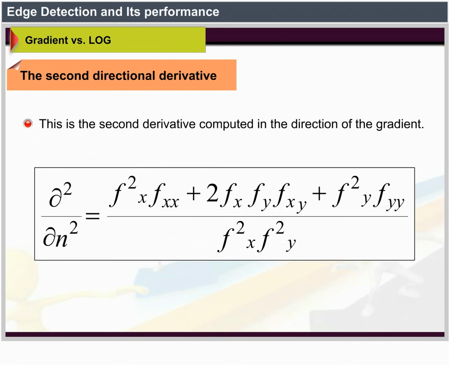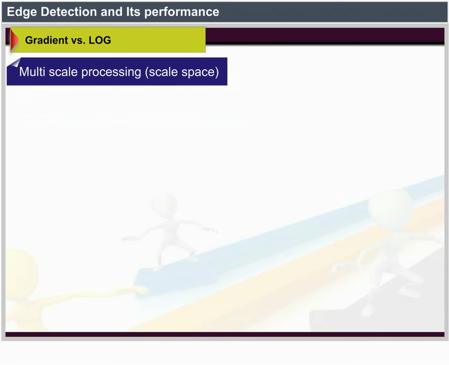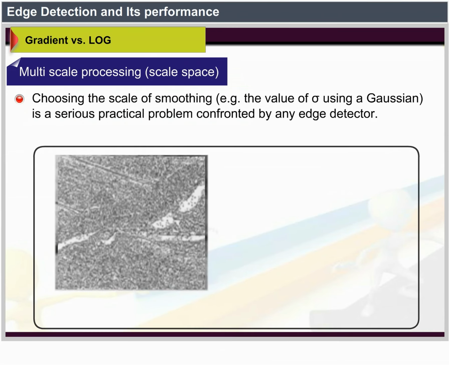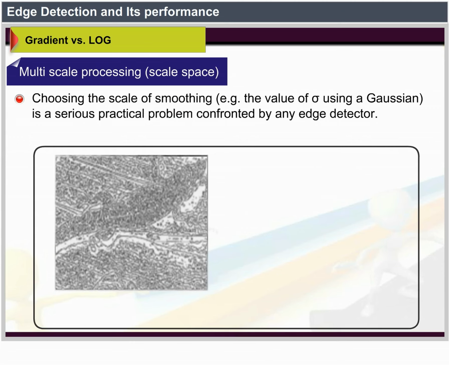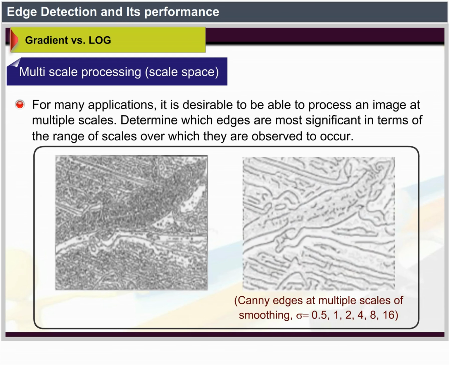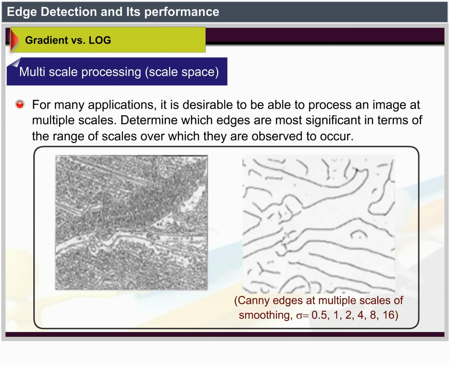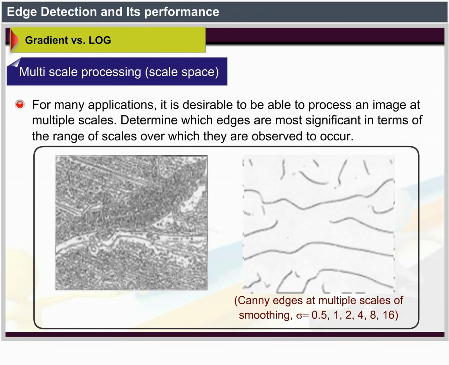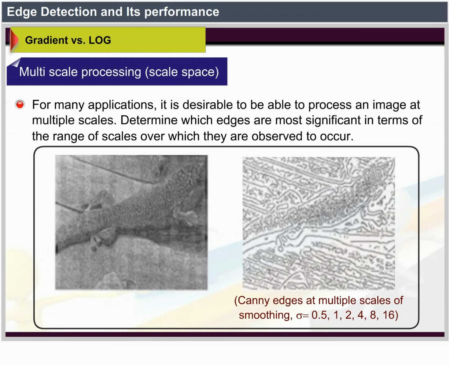Multi-scale processing. Scale space. A serious practical problem with any edge detector is a matter of choosing the scale of smoothing, that is, the value of sigma using a Gaussian. For many applications, it is desirable to be able to process an image at multiple scales, determine which edges are most significant in terms of the range of scales over which they are observed to occur.